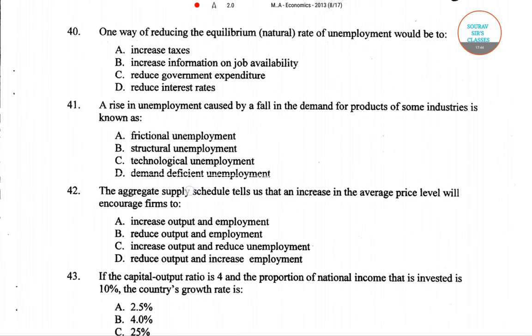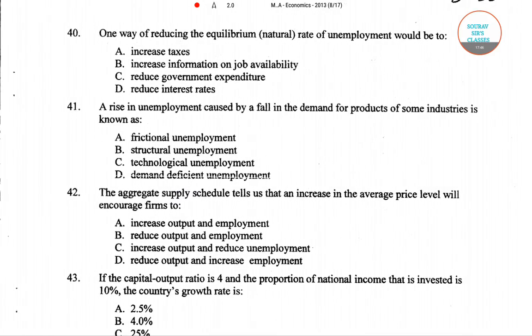So now we'll simply go to question number 40. In question number 40, it is given: one way of reducing the equilibrium rate of unemployment would be to increase tax, increase information on job availability, reduce government expenditure, reduce interest rate.